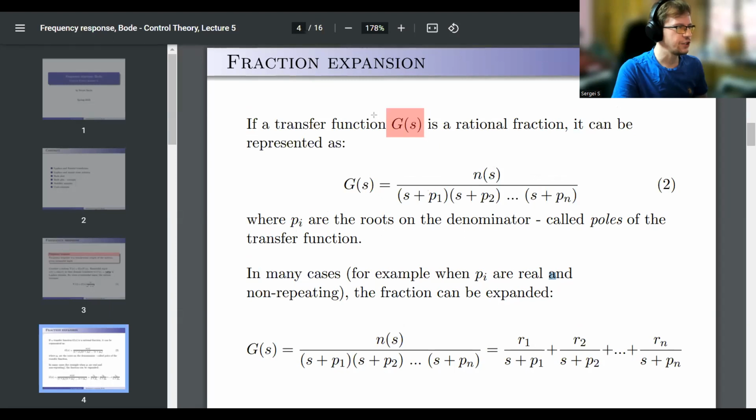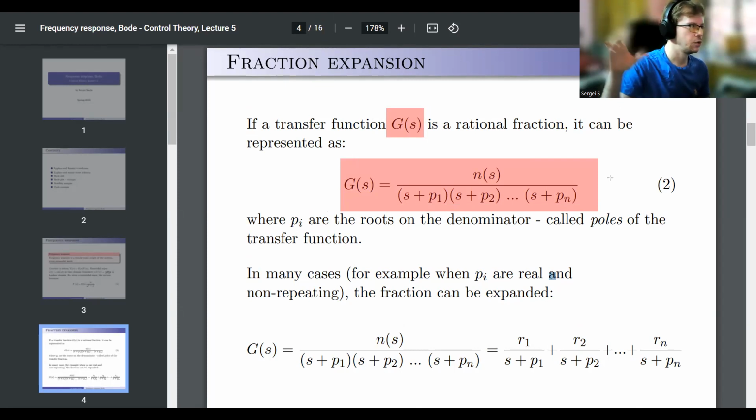So when the transfer function is a rational fraction, it can often be represented in this way. By a rational fraction, I mean there's a polynomial at the numerator, polynomial at the denominator. So we can often represent it in this way, where those p sub i are roots of the denominator, you can say. They are called poles of the transfer function.